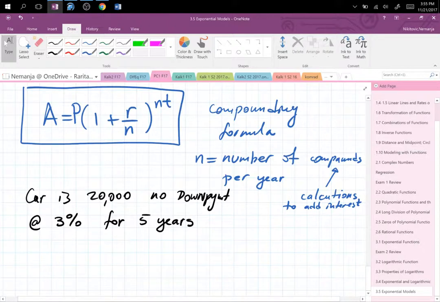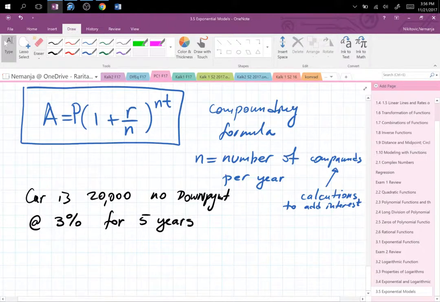So compounding in the problem generally says monthly, which means n is 12 because you pay once a month. But there's also quarterly, right? That's 4 times a year, so n is 4. There's annually, 1 payment a year, which is like a tax, right? You pay taxes once a year, annually. So n is 1. So there is weekly, 52 weeks, bi-weekly, 26. So this n can be any of these numbers.